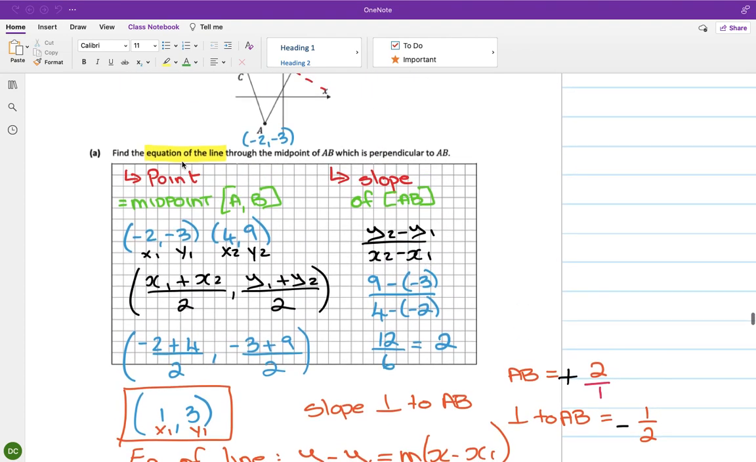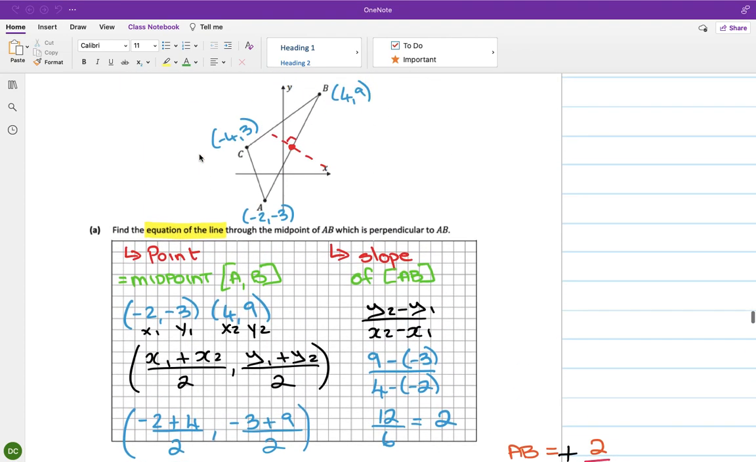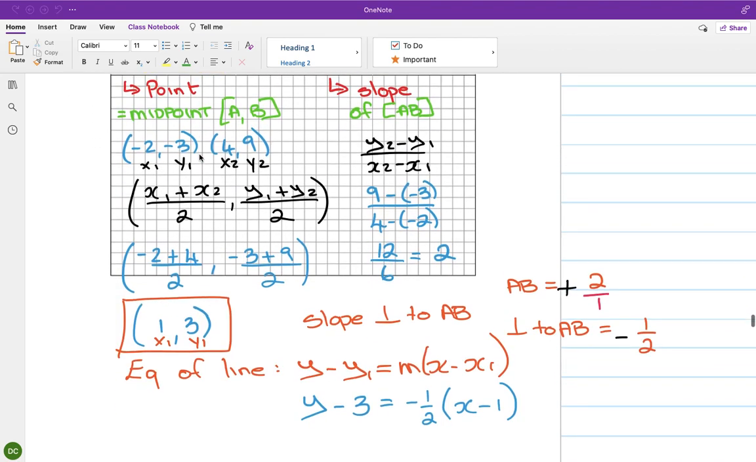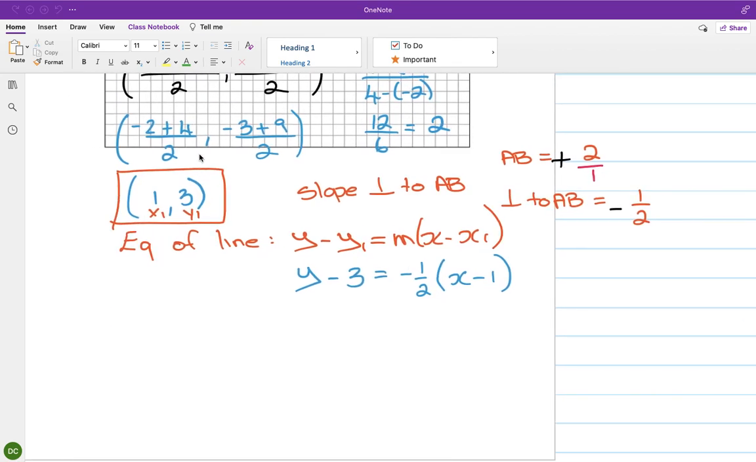Okay, I was just looking back up here. It just says find the equation of the line. It doesn't say anything about the form, so we'll keep it simple. So y minus 3 equals minus a half x plus a half.